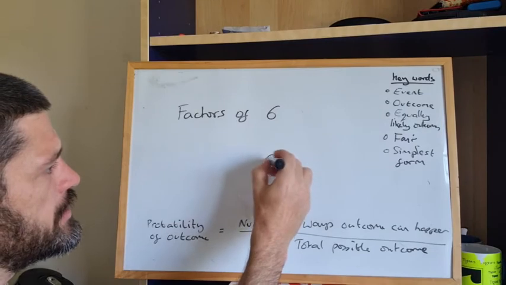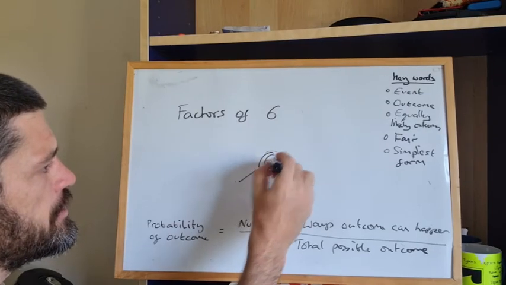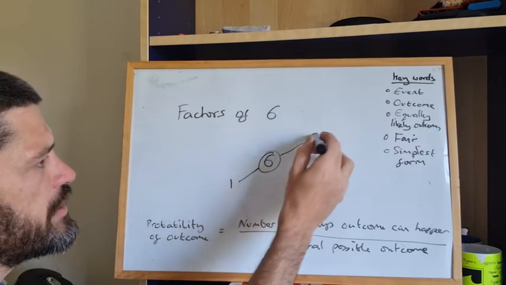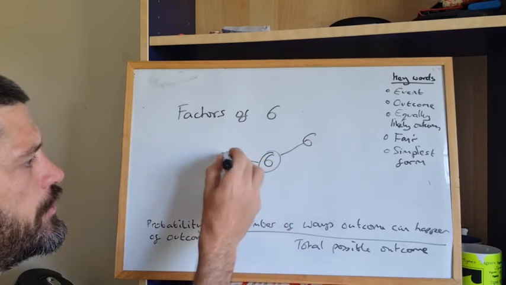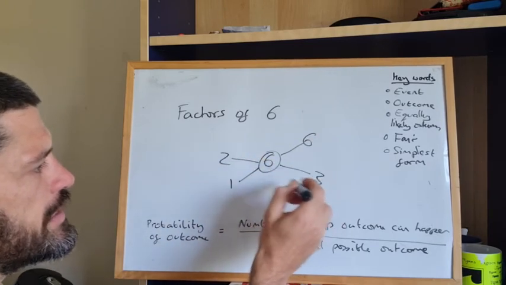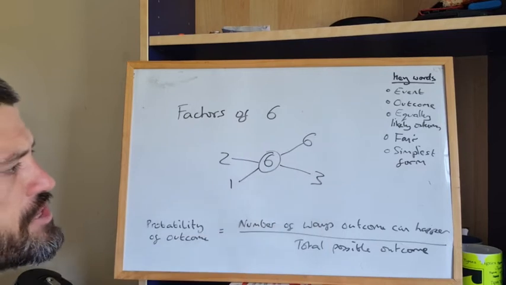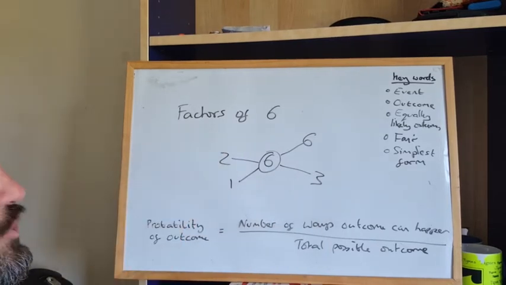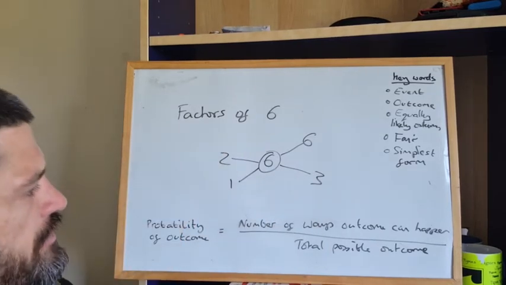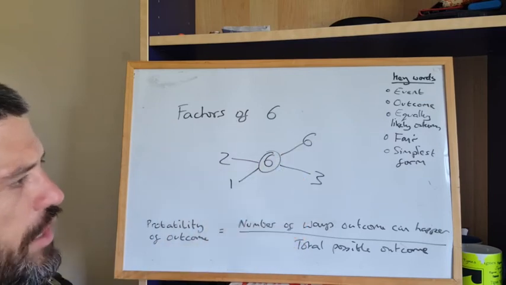What we like to do is this. 1 times 6 is 6. Good. 2 times 3 is 6. I would go to 3, but 3 is already covered, so they are all the factors. There are 4 factors of 6. So we've got 1, 2, 3, 4. They all appear on the dice.